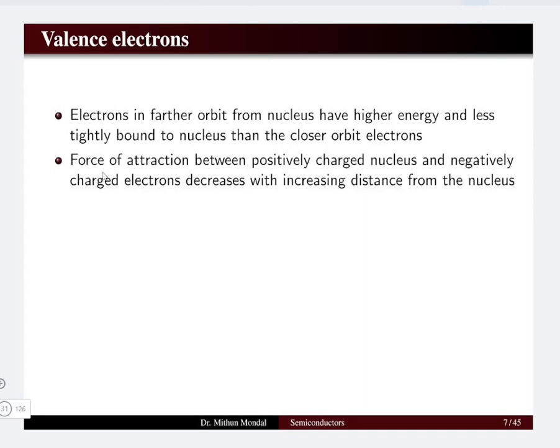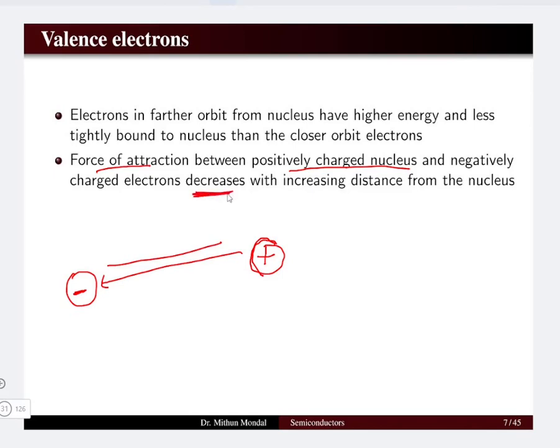The reason is the force of attraction between the positively charged nucleus, which is positive because protons are present here, and the negatively charged electrons present in the orbits or shells. The electron which is very far away from the nucleus will have more energy and will be less tightly bound. The force of attraction will decrease, and hence it is loosely bound as compared to the electron which is present nearby.